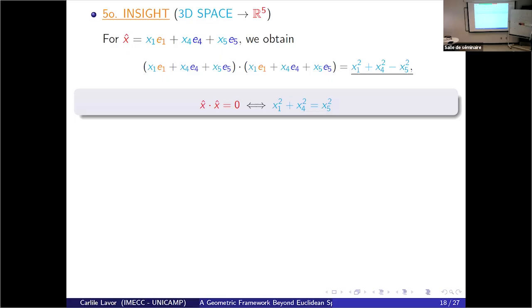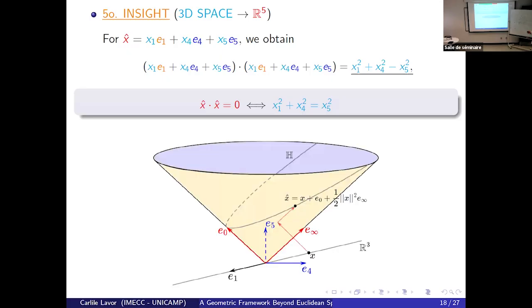Remembering analytic geometry, what is this? So it's the equation of what? The circle? No, the triangle? At least the French would know. This is a cone. This is the equation of a cone.